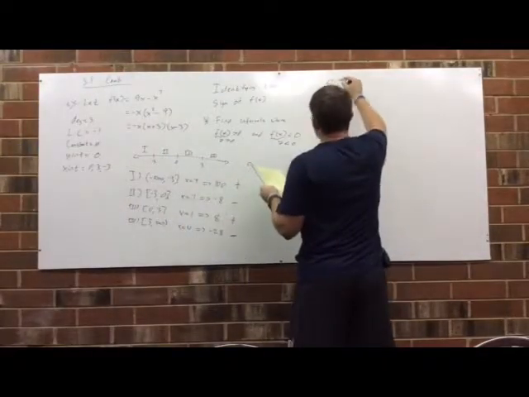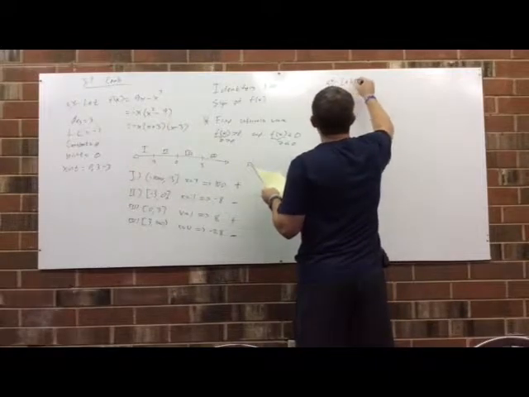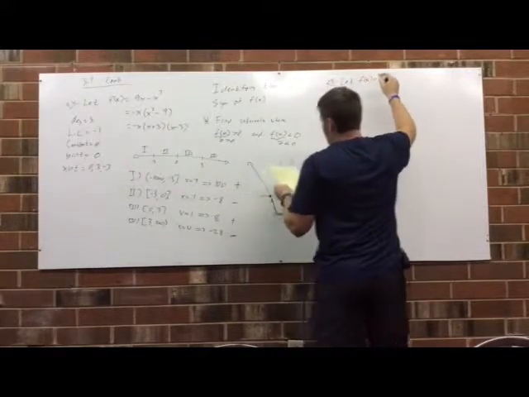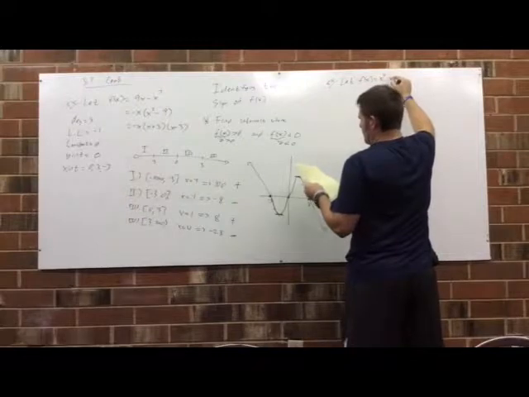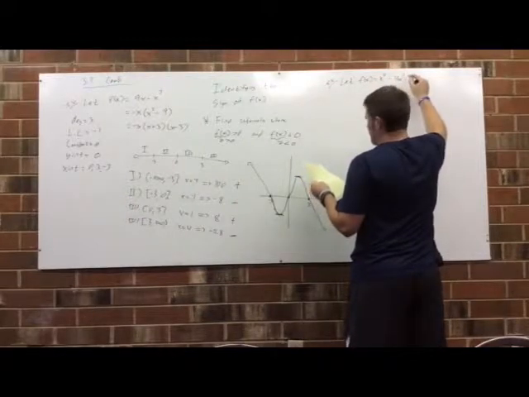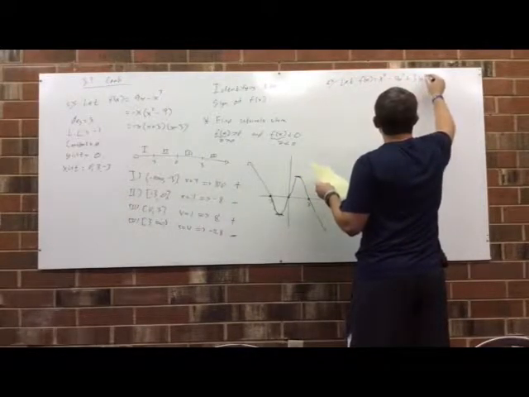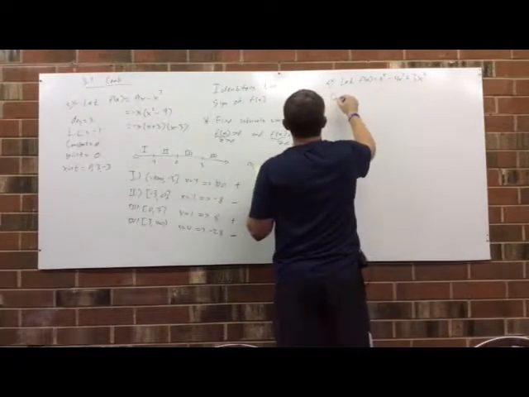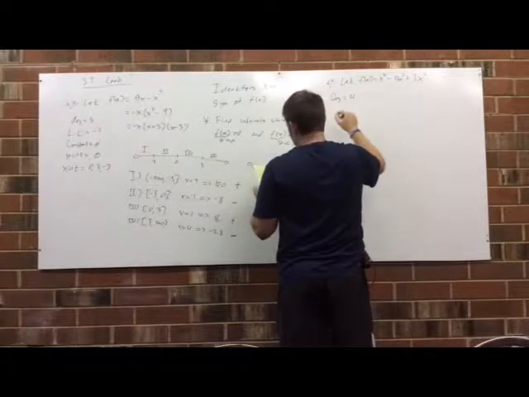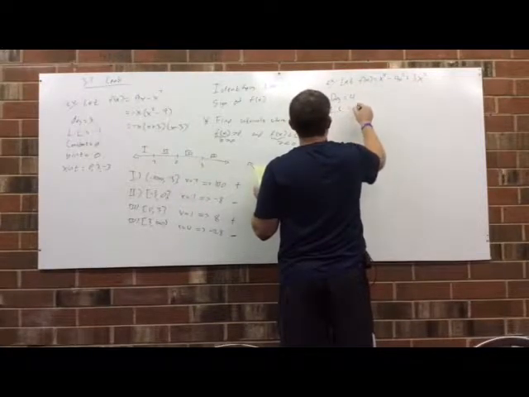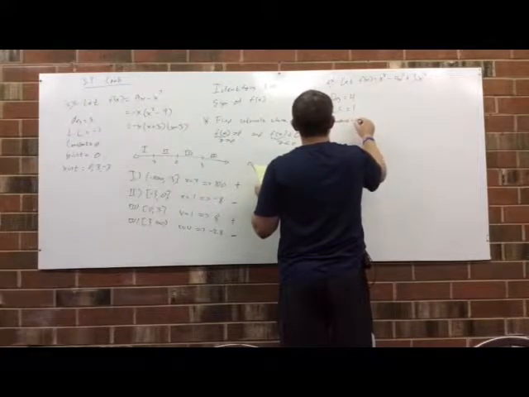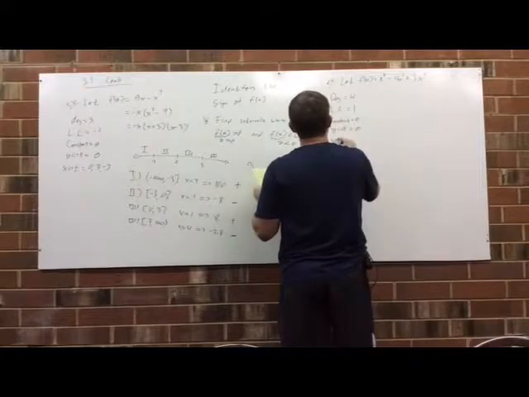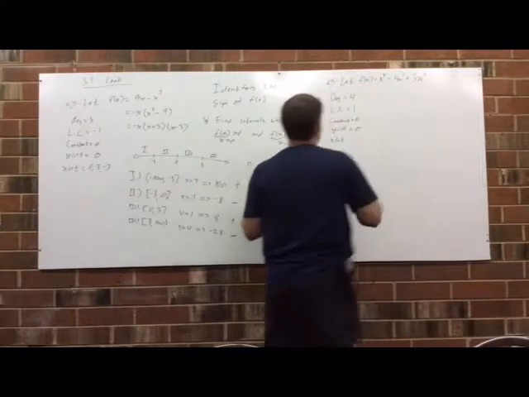Alright, so last example. Let f of x equal x to the 4th minus 4x cubed plus 3x squared. So the information we have right now is the degree is 4. The leading coefficient is 1. Our constant is 0. The y-intercept is 0. And we're going to do some work to find our x-intercepts.